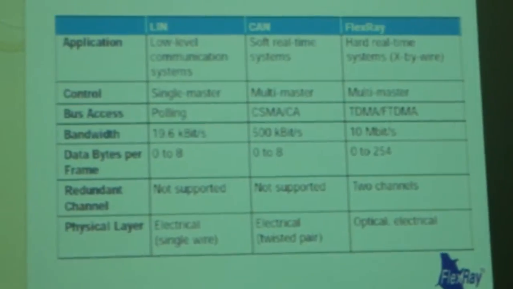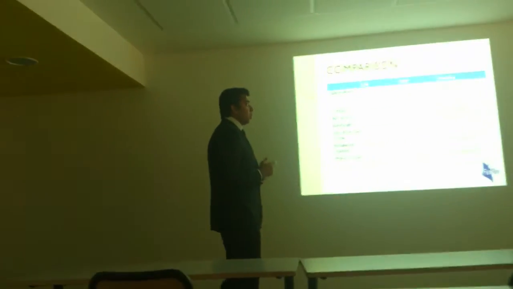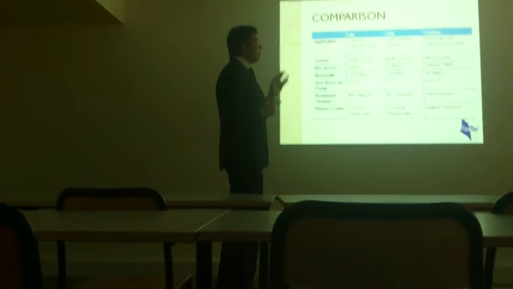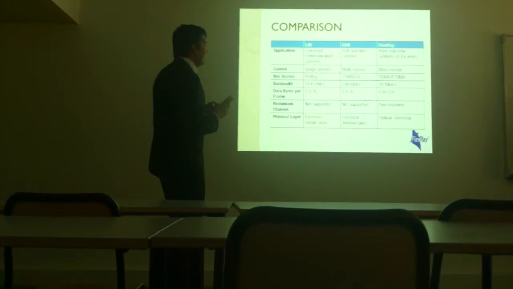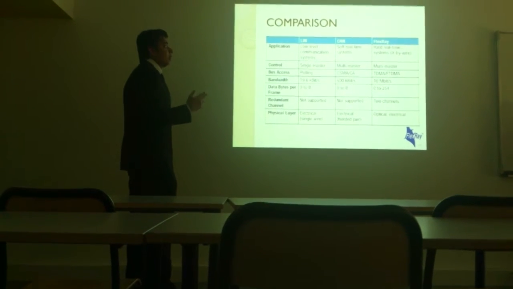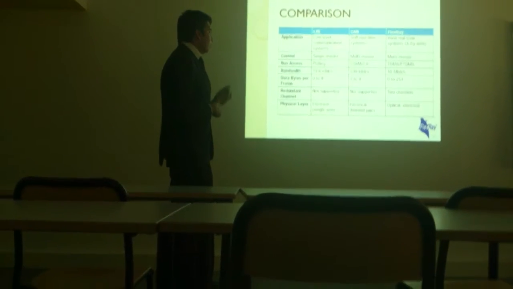Sorry, I didn't say about FTDMA. FTDMA is also similar to TDMA, but it stands for Flexible Time Division Multiple Access. In FlexRay it is used in the dynamic segment. Bandwidth in LIN is 19.6 kilobits per second, and in CAN it is up to 500 kilobits per second. In FlexRay it is 10 megabits per channel. Data bytes per frame in LIN is 0 to 8. In CAN it is again 0 to 8. In FlexRay it has an extended frame, so the number of bytes is 0 to 254. A redundant channel is not supported in LIN or in CAN, but it is supported in FlexRay.